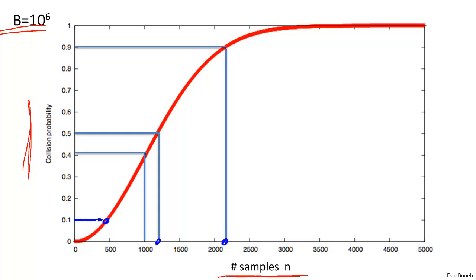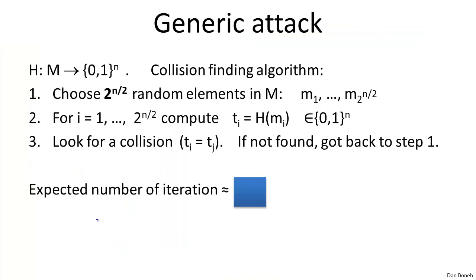Okay, so there's kind of a threshold phenomenon around square root of b, where the probability for a collision goes to 1 very quickly above square root of b, and drops to 0 very quickly below square root of b. So now we can analyze our attack algorithm.